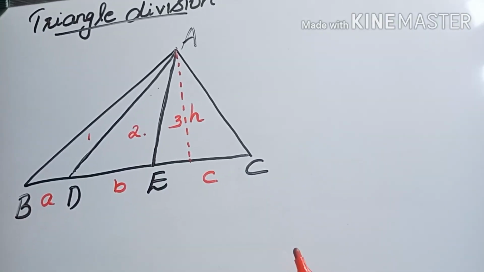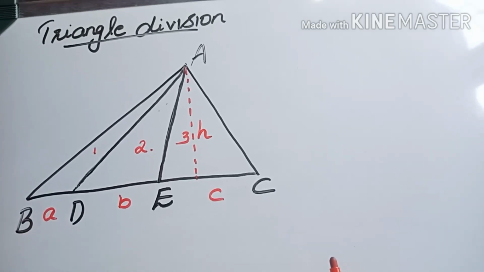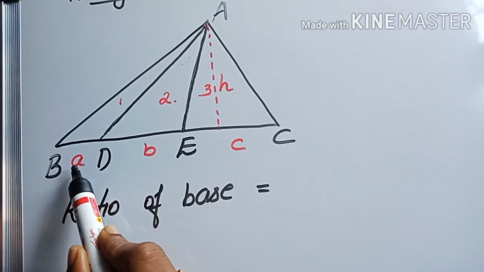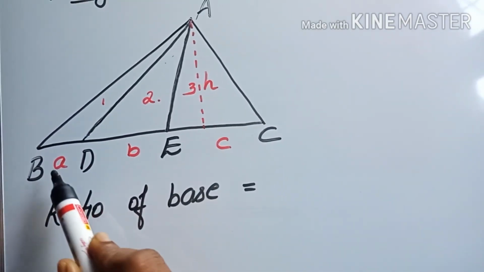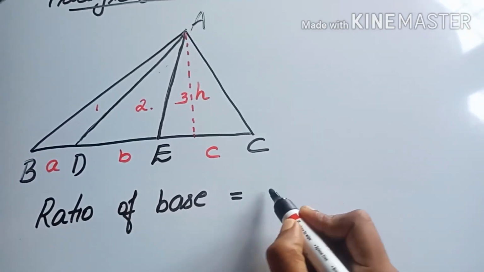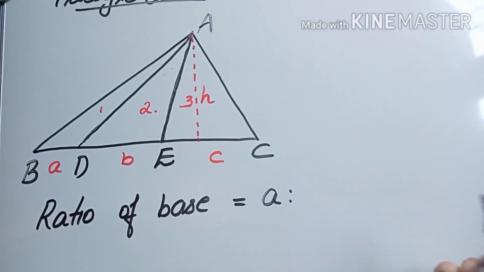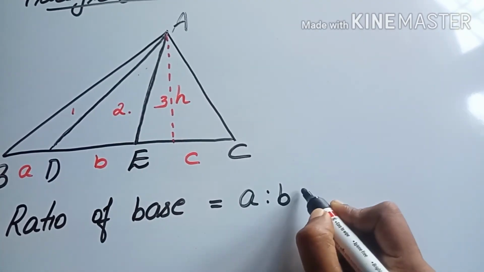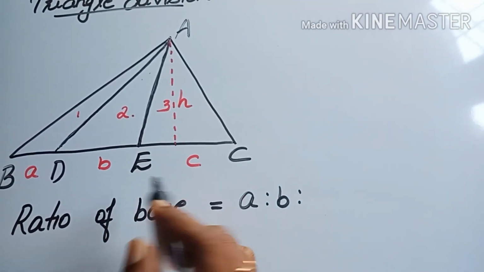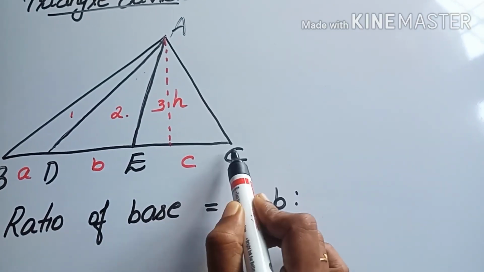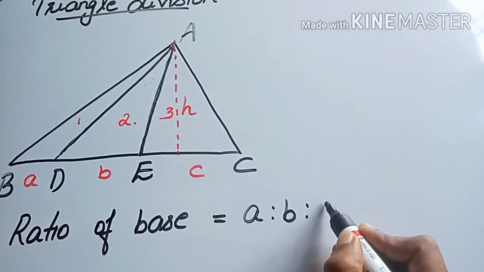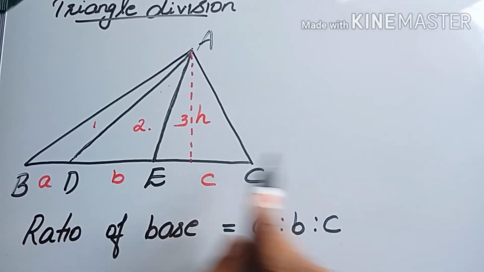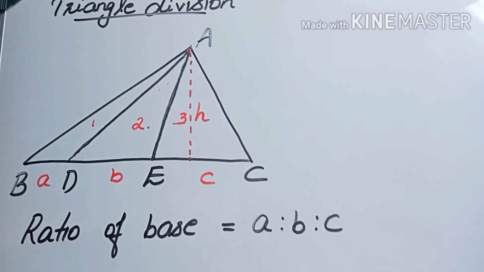Now let's write the ratio of base first. Ratio of base. So first base, second base, third base. So first base is BD, that is a. So a is to second one. Second base is DE, that is b. So a is to b is to third one, that is EC, the third triangle's base, that is small letter c. So a is to b is to c is the ratio of base of these three triangles. Okay, keep it like this.